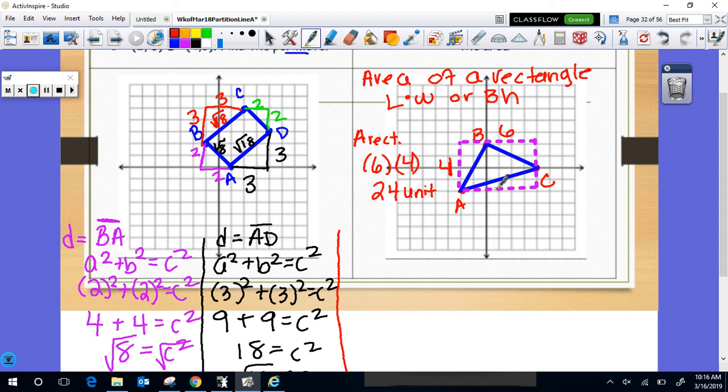Now, in order to find the area of the blue one, we need to find the area of these little pieces of the rectangle. Okay, so we're going to find the area of each one of those. So I'm going to just highlight those so you can see.